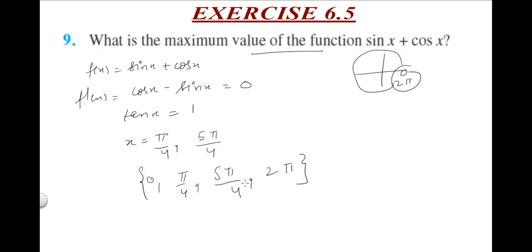Out of these four values, by putting these values in the function f of x, you have to just check at which point you are getting the maximum value. Clear? You can do this now. So let us proceed with another question.